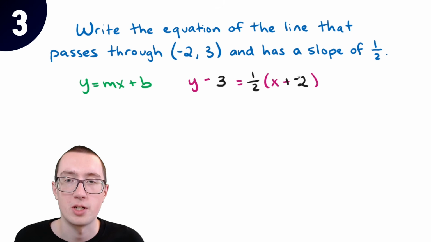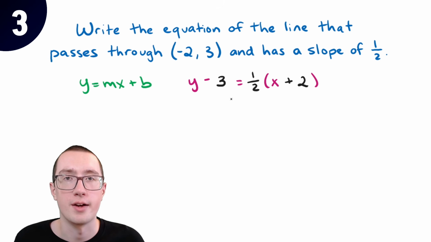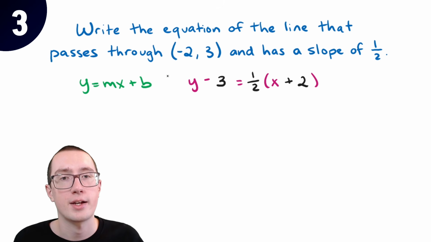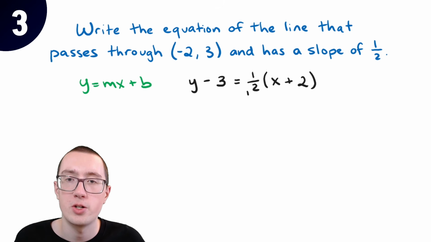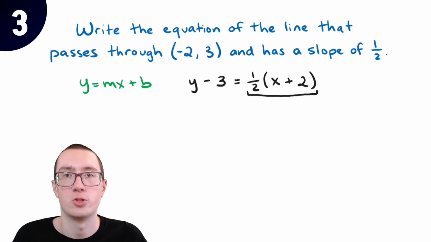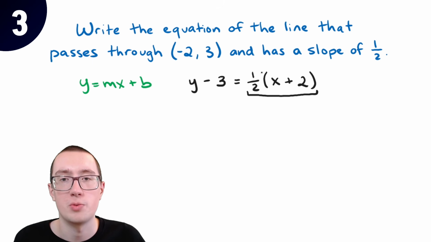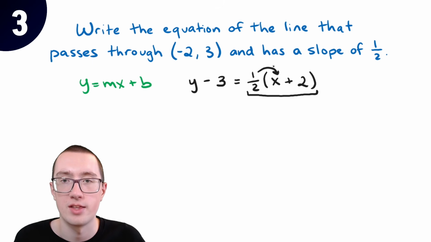So these are actually going to become positive, and this is going to become a plus sign. So we now have the equation of a line, but we want to turn this back into slope-intercept form. So let's go ahead and simplify this as much as we can. So right here, you may notice that this is the distributive property. So we need to multiply the 1/2 out to the x and then to the +2.